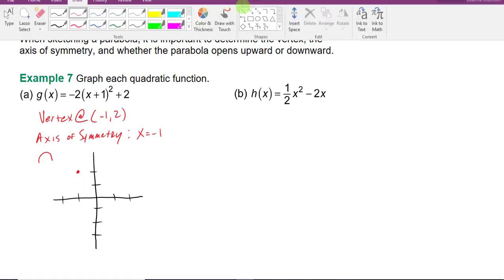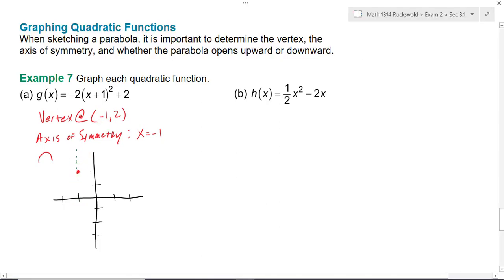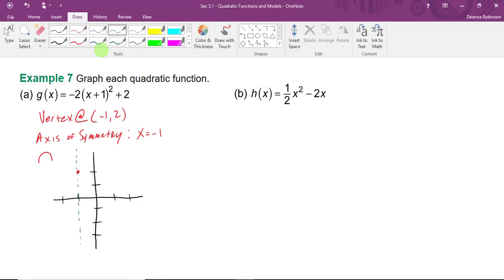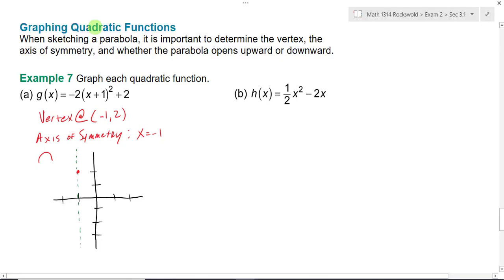My axis of symmetry is this vertical line right here. And I need another point to the left or to the right. I know it's going to open down. This would be sufficient to get a rough sketch of the graph, but I would like to draw a better sketch. What would my y-intercept be? How do I find my y-intercept?